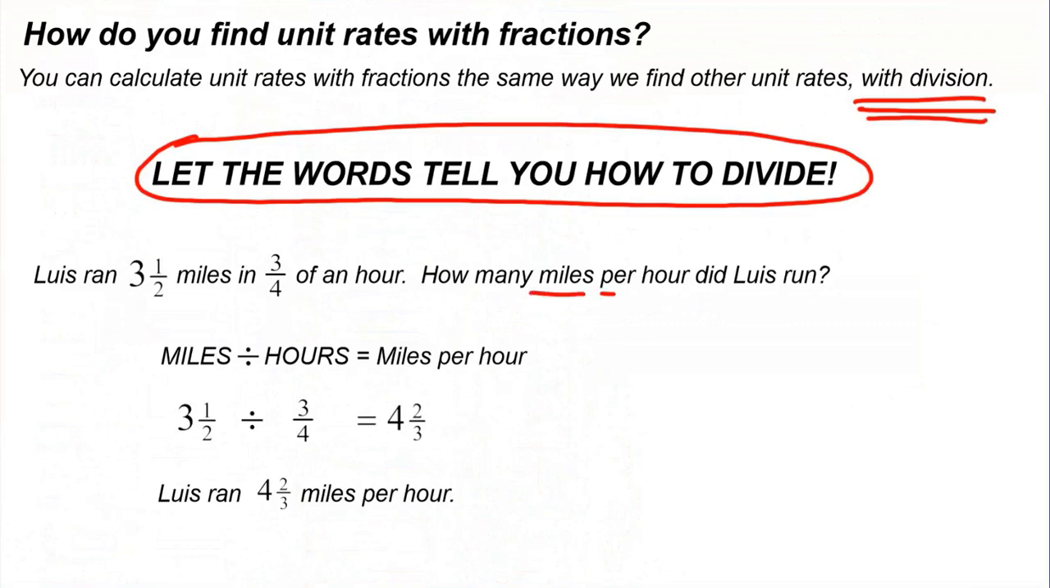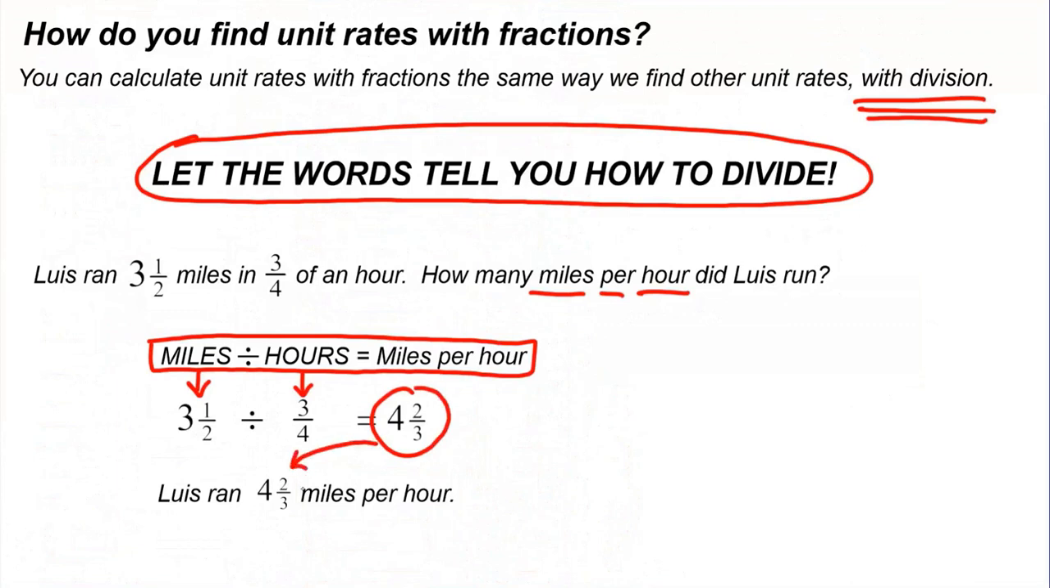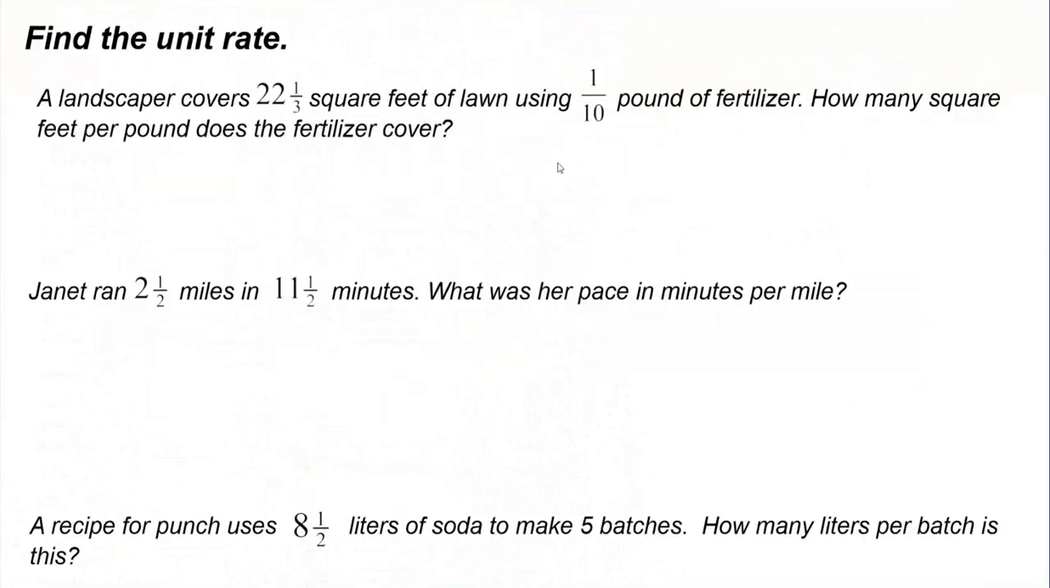So again, we're looking for this unit rate, miles per hour. So miles divided by hours is going to tell us miles per hour. I'm letting the words tell me the direction here. So Luis ran 3.5 miles in 3/4 of an hour. So we're taking 3.5 divided by 3/4, and that gives us 4 and 2/3. So that tells me that Luis ran 4 and 2/3 miles per hour. So again, we have fractions and mixed numbers in our unit rates. We can simplify those just the same way we do a complex fraction. So here's a few more examples of finding unit rates when we have fractions and mixed numbers involved.